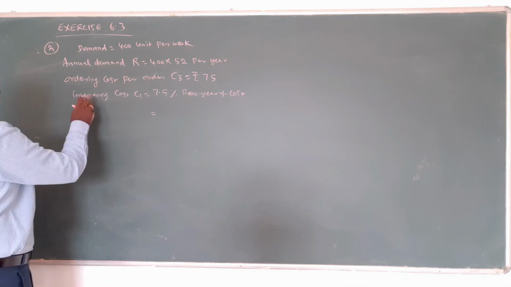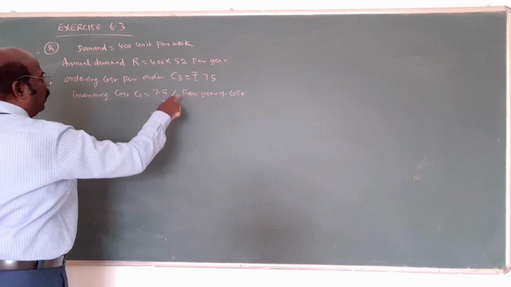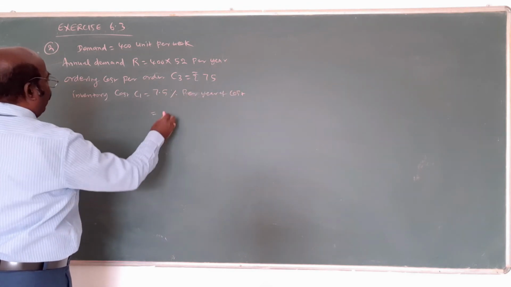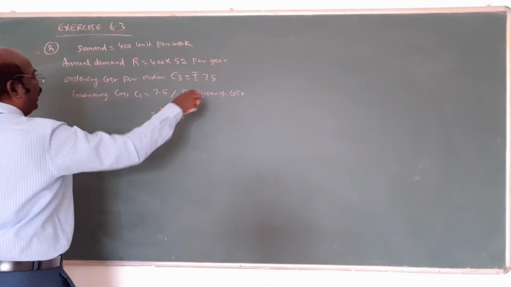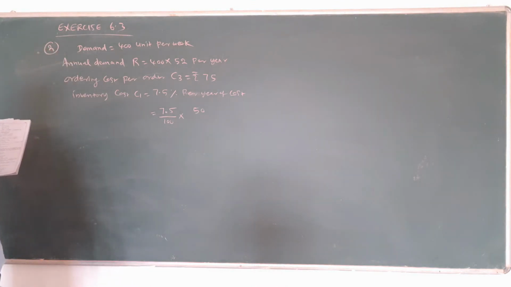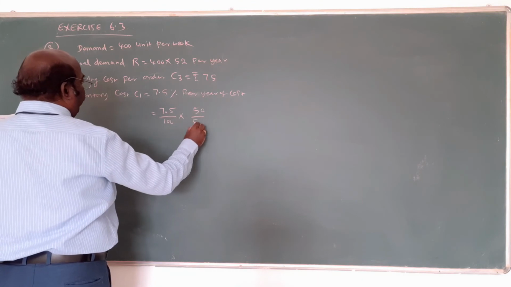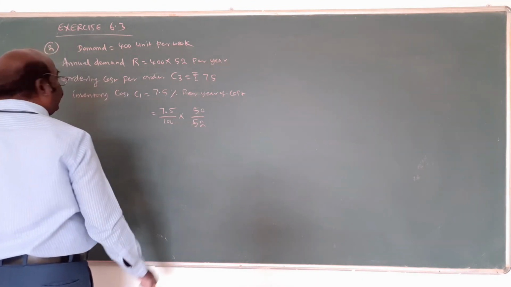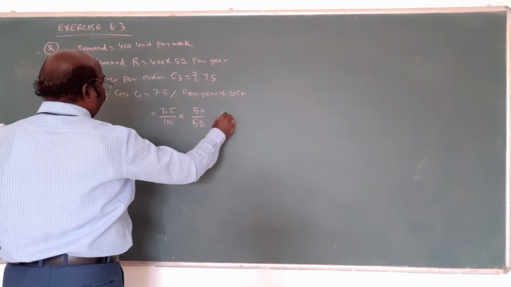The inventory cost or the holding cost, C1, is equal to 7.5% per year per unit of cost. The 7.5 means 7.5 by 100 into the cost, which is 50, already given. Read the question. The cost of it is 50 per year per unit is given. And also per year, we want weeks, 52 weeks. Am I right? Now this is per week, and this is per year.